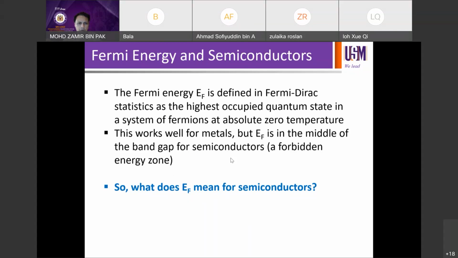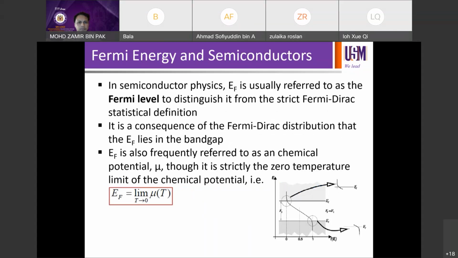The Fermi energy is also referred to as the Fermi level in general definition. It is a consequence of the Fermi-Dirac distribution function that EF lies in the band gap, as we discussed before.